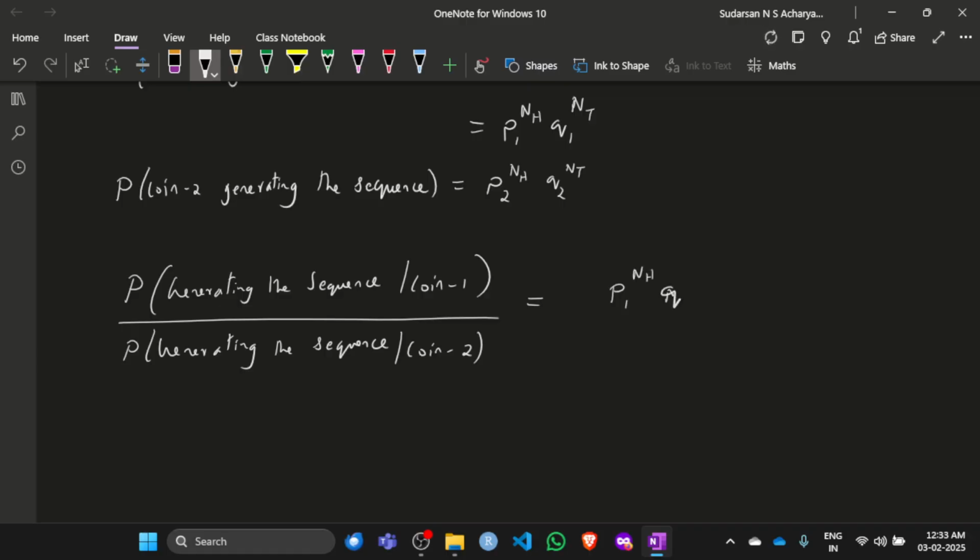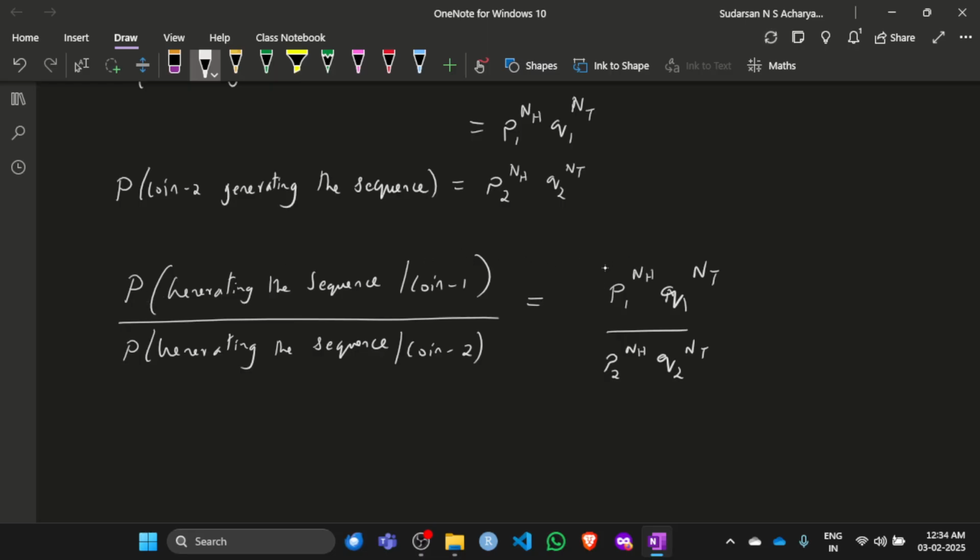n1 to the h, and like so, p2 to the power nh, and q2 to the power nt, right? So now what we'll do is, since these values can get very small, we're going to normalize them. So this is called the likelihood.